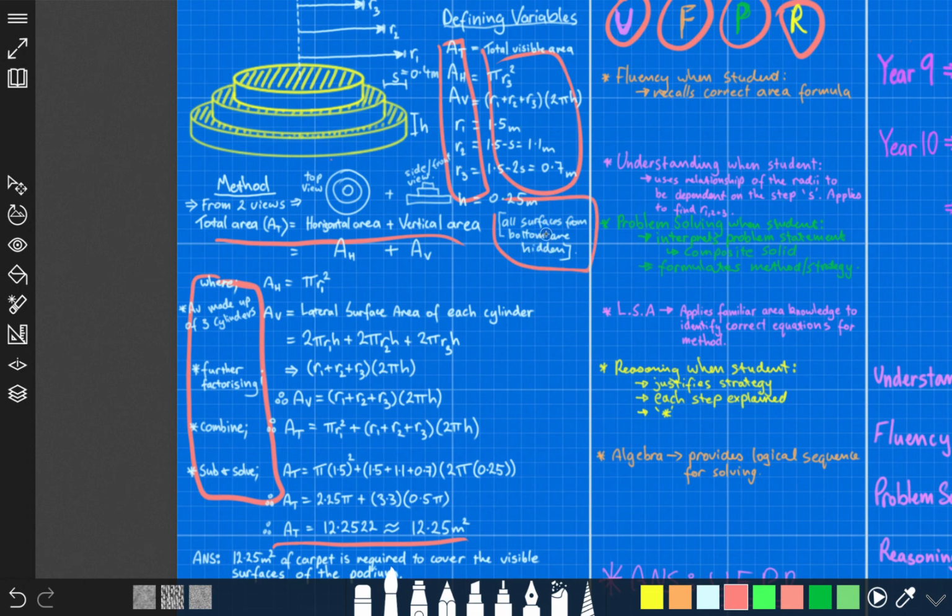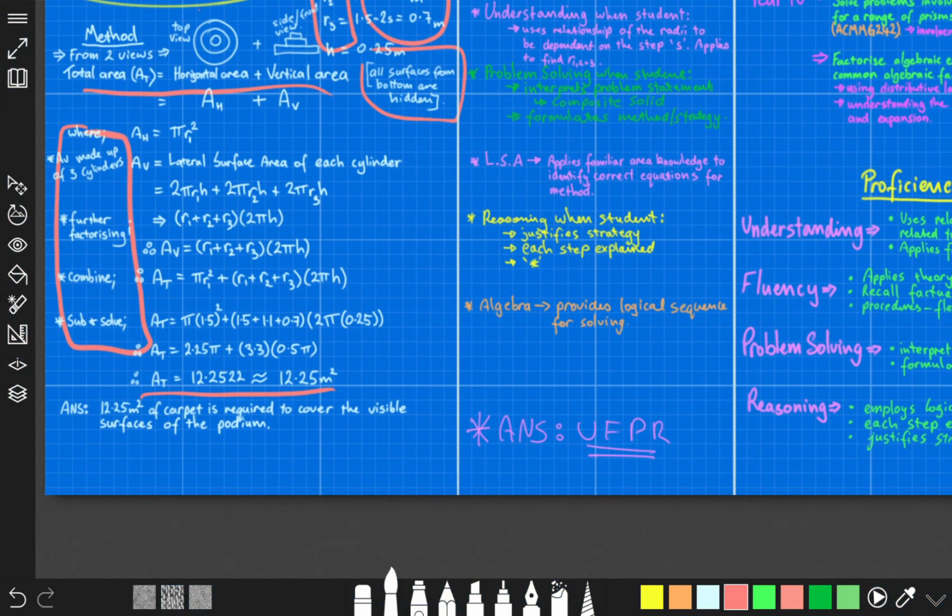So all surfaces from the bottom are hidden, so there's a justification as to why we're not including the surfaces underneath, and we are only adding the 2 visible planes. Well 3 if you want to count your vertical as being a wraparound. Awesome, I hope that explains it all. And just finally, actually before I go, the answer is a good combination of many aspects of the proficiencies. It's well explained. 12.25 meters squared of carpet is required to cover the visible surface of the podium.